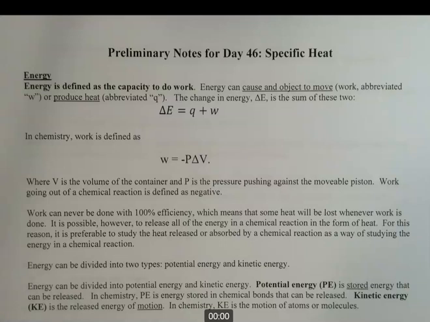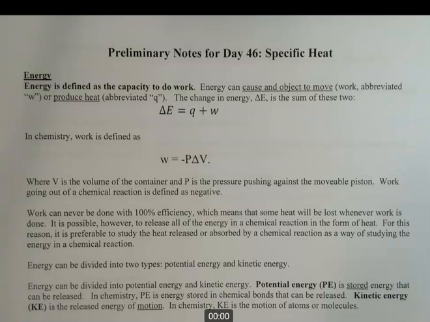Now, energy in a chemical equation can cause an object to move, that's actually do some work, abbreviated small w, or produce heat. And heat in chemistry is abbreviated by the letter Q. The change in energy is the sum of these two together. So you can increase the energy in a chemical system either by increasing the heat or by doing work on it.